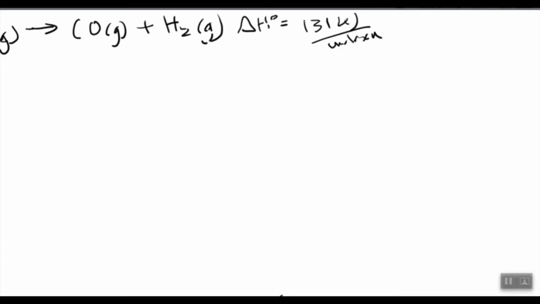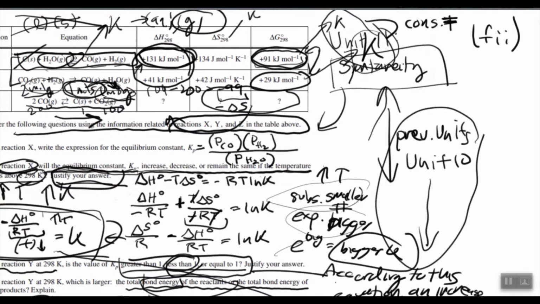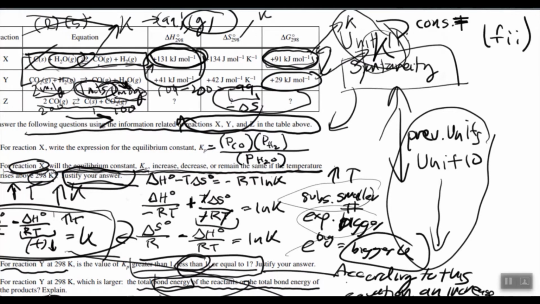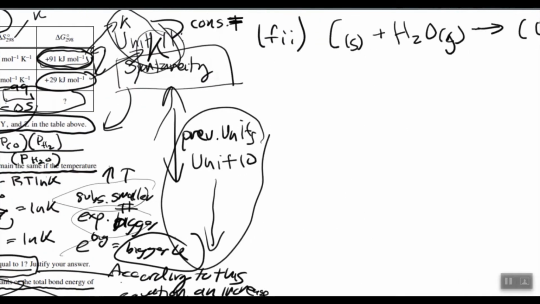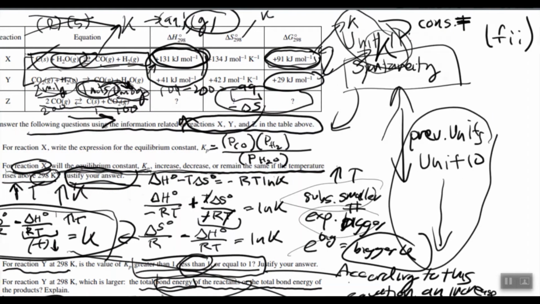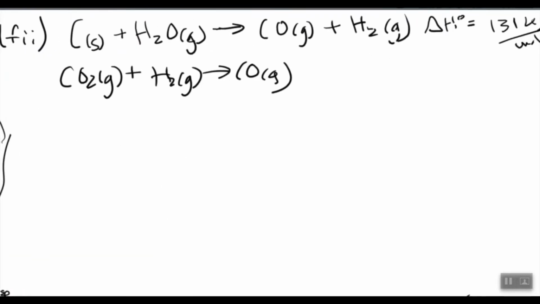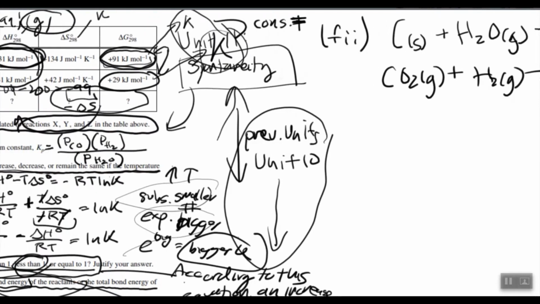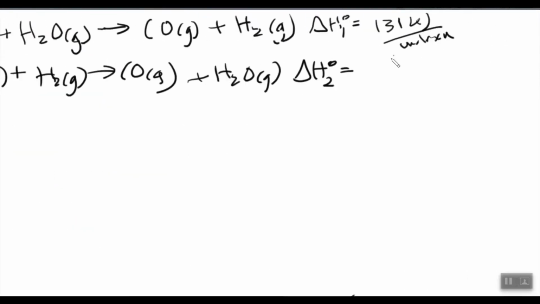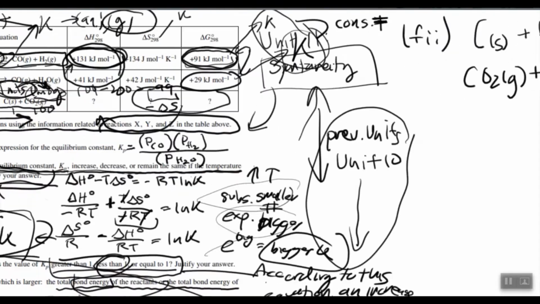Let's copy the second one. I'm going to try to memorize this and get it in one go. CO2 gas plus H2 gas becomes CO and H2O. Let's just label those as 1 and 2. The delta H naught of this reaction is 41 kilojoules per mole of reaction.